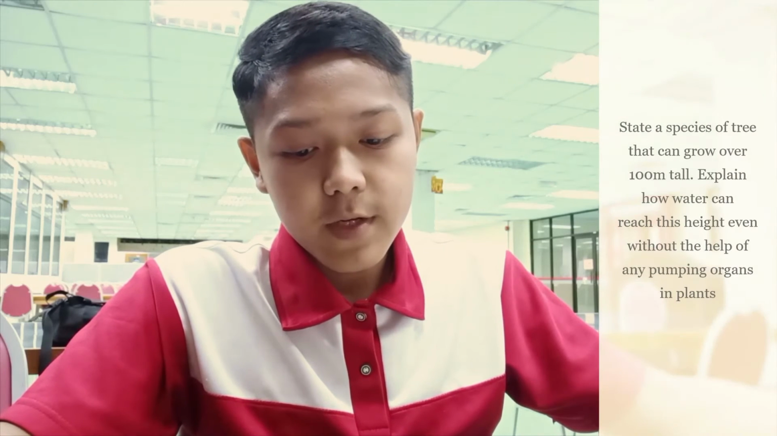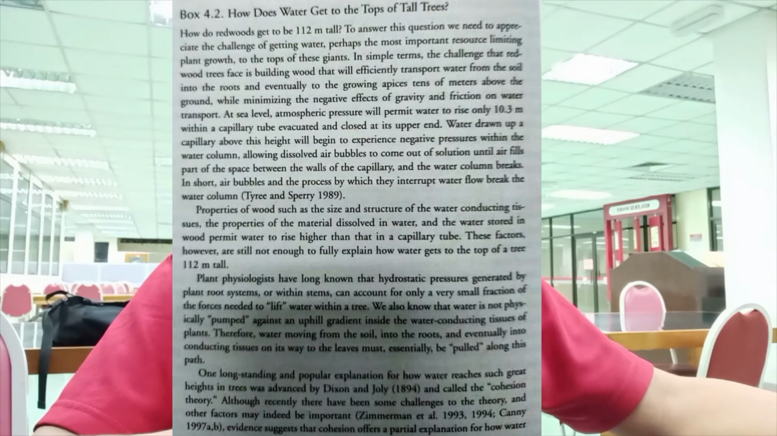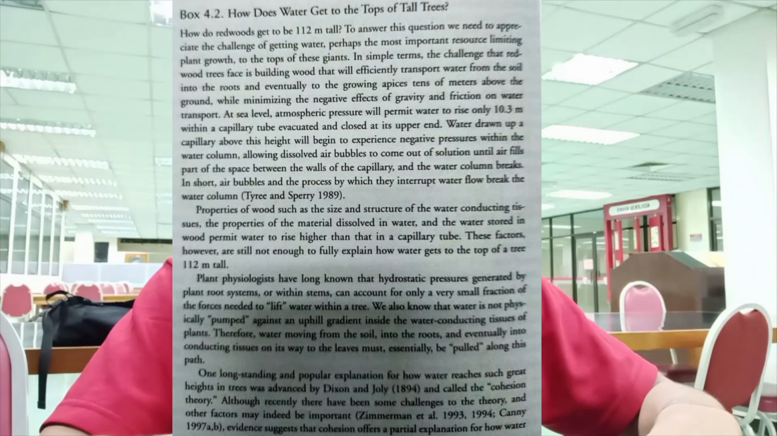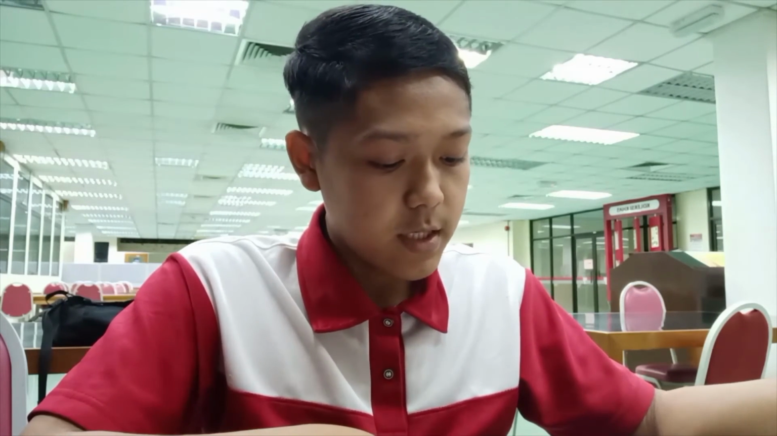Okay, next we go to question 10. State a species of tree that can grow over 100 meters tall. Explain how water can reach this height even without the help of any pumping organs in plants. So the species that can grow over 100 meters is the redwood. For the explanation, according to Dixon and Joly, how the tree can grow over 100 meters is explained by the cohesion theory.